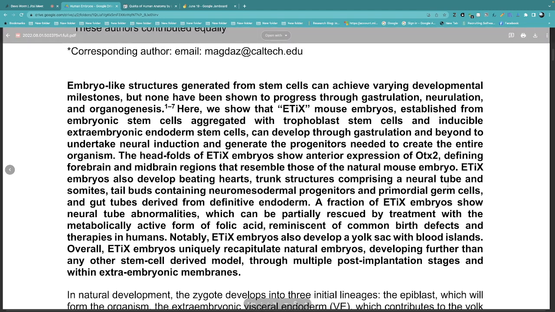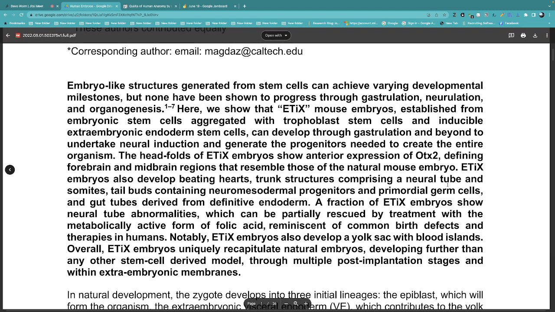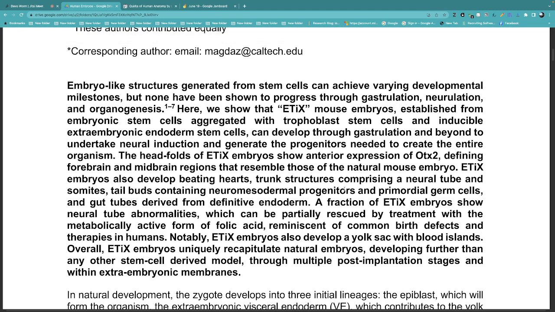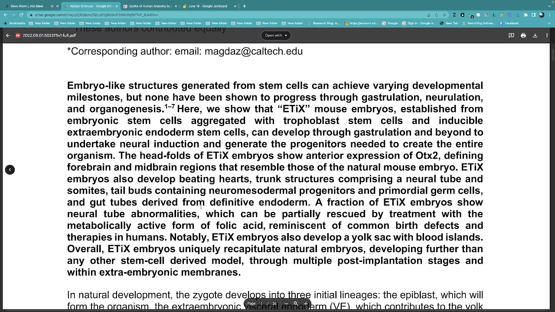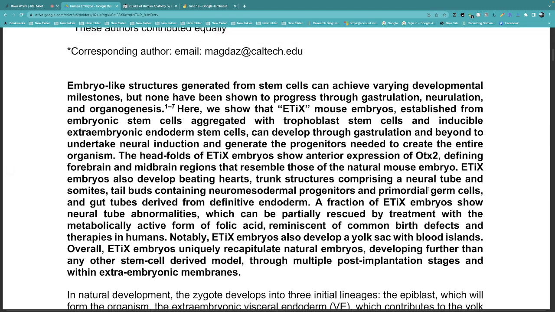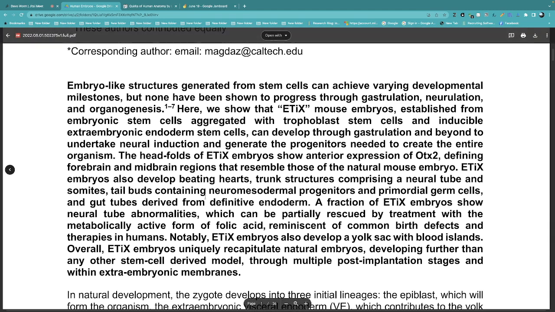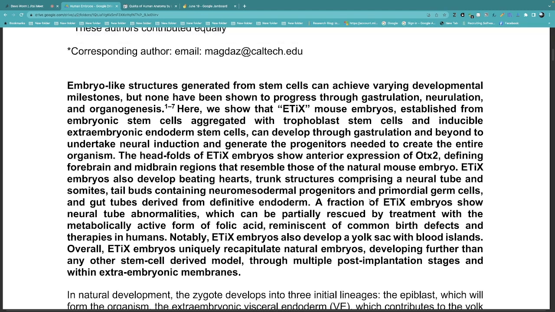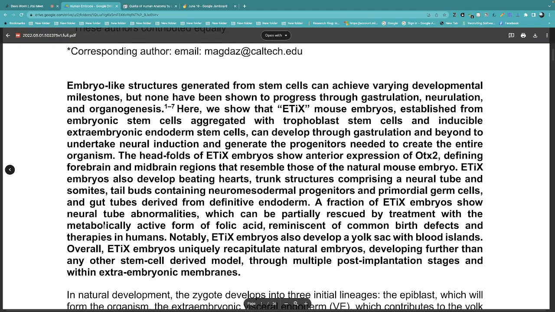You're also getting the neural tube, which is where you get this tube of cells that form what's going to be the nervous system and the spinal cord and things like that. So you get this long tube that forms in the embryo. And so you're starting to get that as well. You're getting somites, a tail bud containing neuromesodermal progenitors. So you're getting the tail bud, so it's like the tail of the mouse, and primordial germ cells, which are different types of germ cells that you'll need for different types of stem cells. So that's all there. Then a fraction of ETiX embryos show neural tube abnormalities.